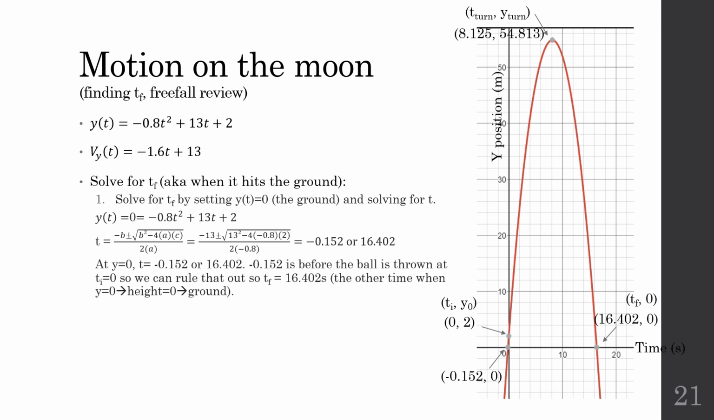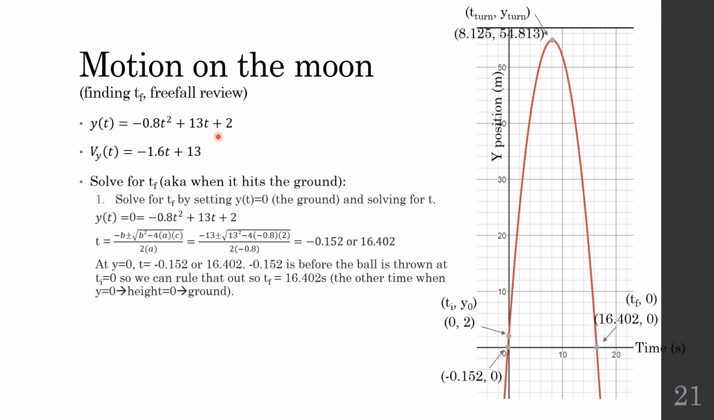All right, so now let's do another free fall review practice problem. This time, let's find t final. So what do I mean by t final? I mean the time that our object is going to hit the ground. So we're going to solve for t final by setting y of t equal to 0, because that is what we've defined as the ground. So we set y of t equal to 0.